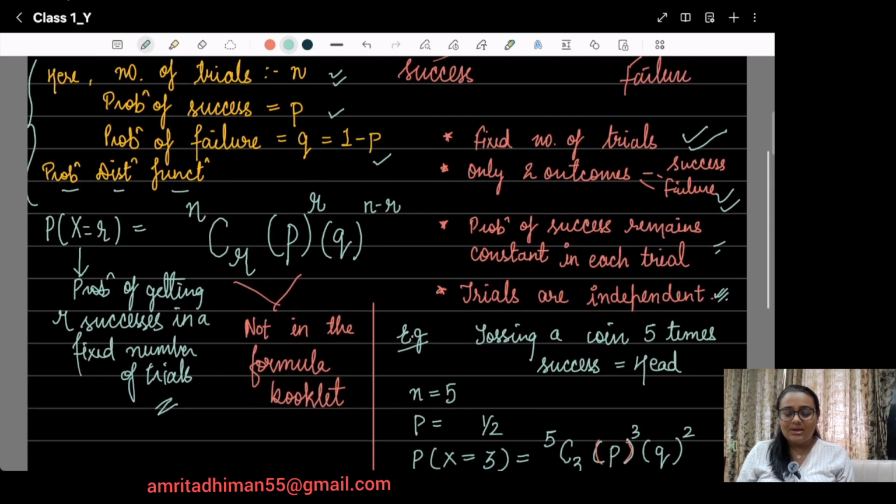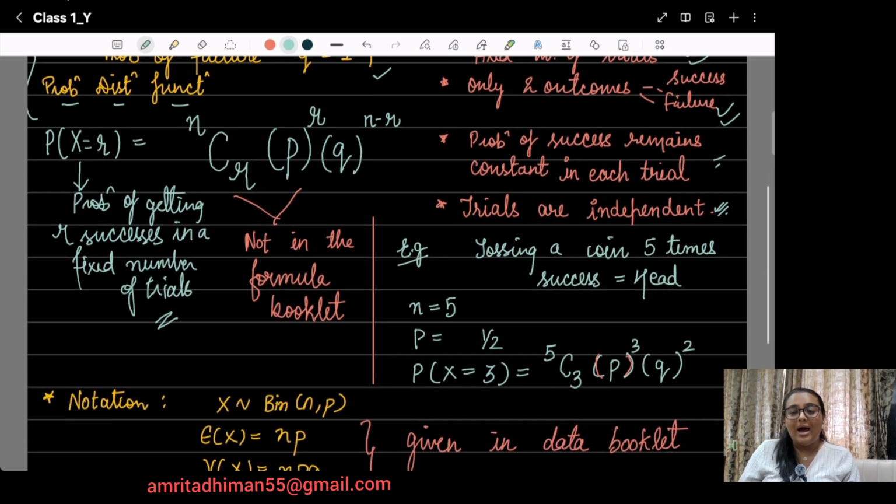Okay, so this is nCr, p to the power r, q to the power n minus r. What is that? This is nothing but the probability distribution function for binomial distribution. Suppose we need to find probability x is equal to 3, you can see this example. I am tossing a coin 5 times and I am representing head as a success. You know that the probability of getting head is 1 by 2. So n is equal to 5, that means 5 trials, and the probability of success is 1 by 2, which is the same in each trial, right?